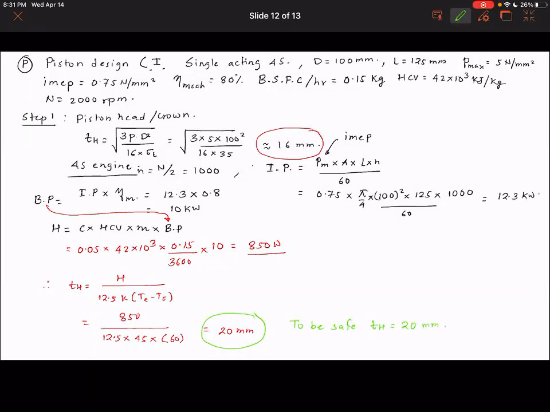Now you will observe that the thickness of the piston head based on the heat dissipation characteristics is typically higher. The next thing is finding out the radial ribs, and these radial ribs are again just plug and chug, looking at the empirical dimension. So I'm gonna skip to step 3, which is piston ring design.